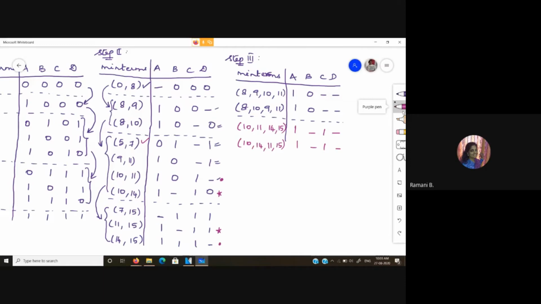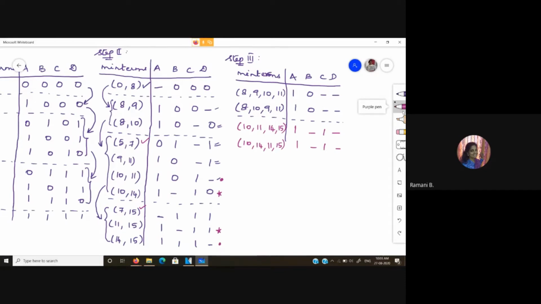And for first position we don't have anything with this 7, 15. So this also we give a tick mark, because this is not grouped with any of the terms. And then actually, if it is possible, we will go for further grouping in this.